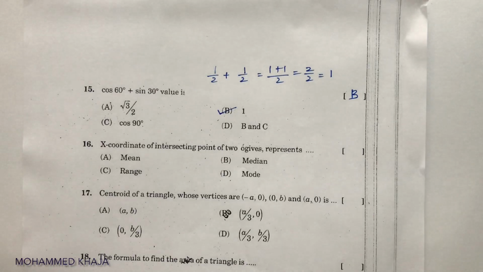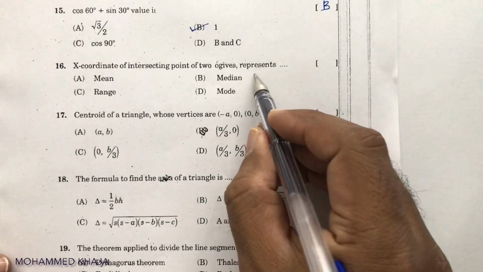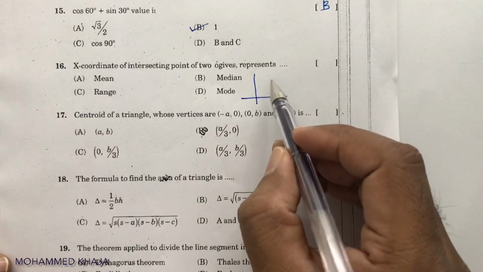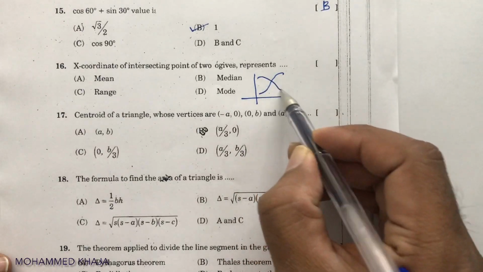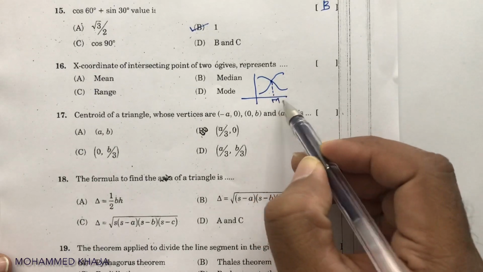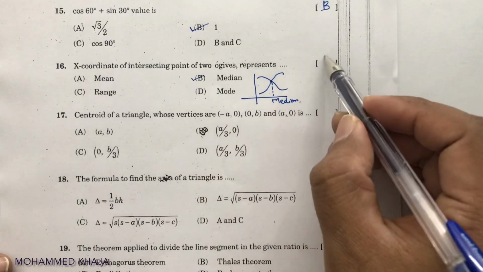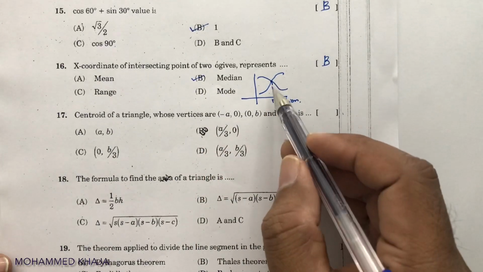Next, x coordinates of the point of two ogives represent. So here less than ogive and more than ogive. Where they are intersecting, their x value will give you the median. So here the correct option is B. Abscissa will give the median.